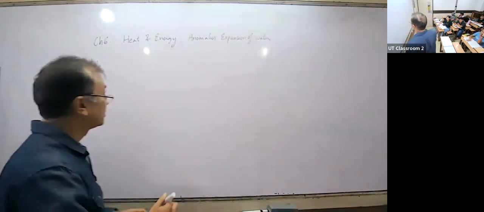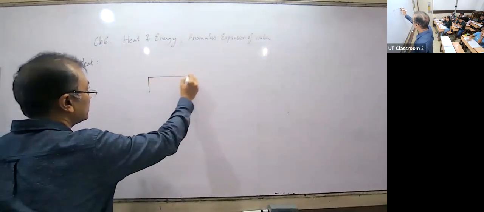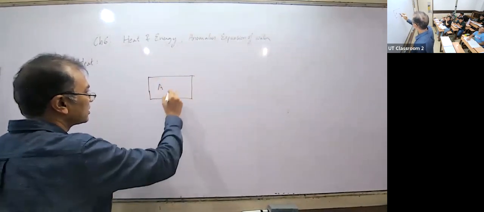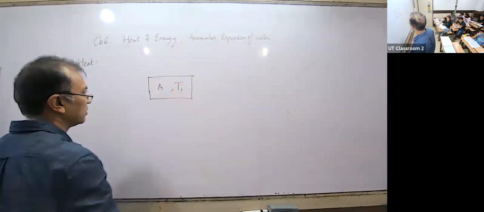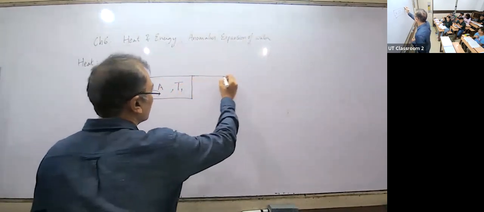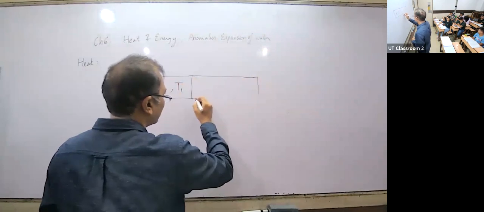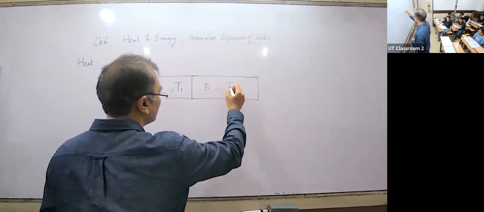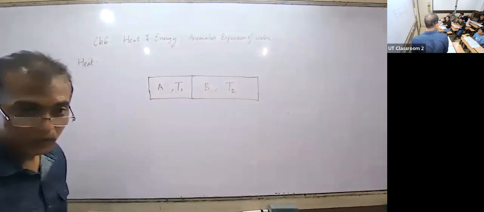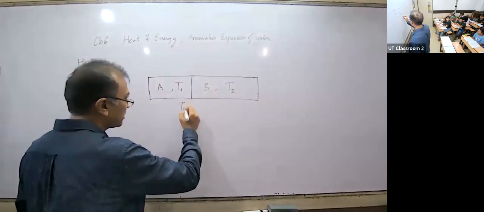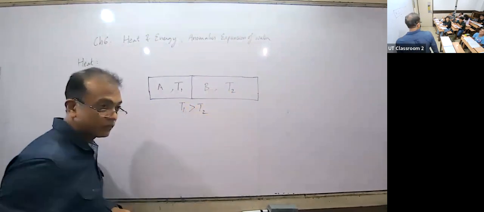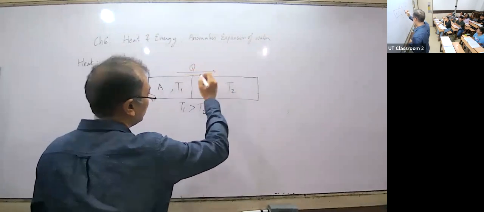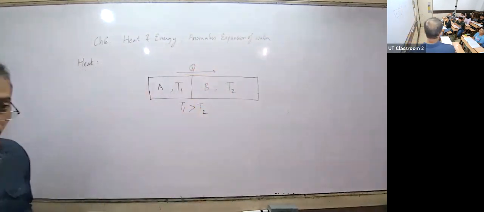So let me illustrate it. I have two bodies. Let us say this is body A. Let's say it is at temperature T1. It is in contact with another body B, and let's say it is at temperature T2, right? And I'm saying T1 is greater than T2. Then the heat energy will flow from A to B.